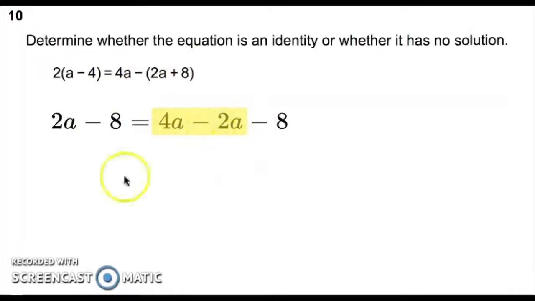So 4a minus 2a is 2a. Notice how we have 2a minus 8 equals 2a minus 8. These are the same thing being set equal to each other. That means it's an identity. Okay, so for number 10, your answer is going to be an identity. Number 14.